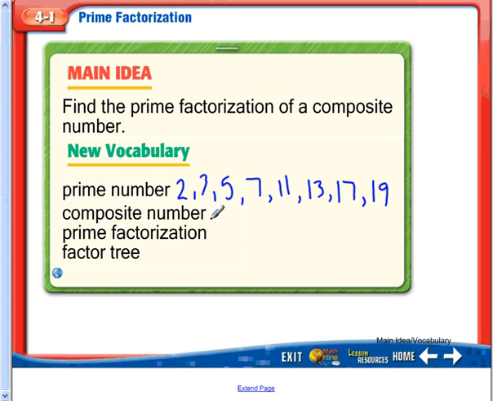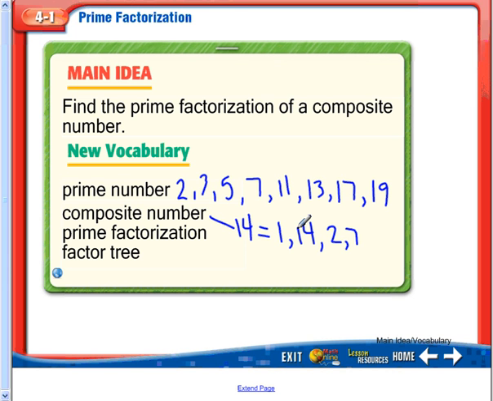Composite numbers. For example, the number 14 is composed of 1, 14, and 2, and 7. 1 times 14, but also 2 times 7 make 14. So therefore, we can make 14 using factors other than just 1 and itself.